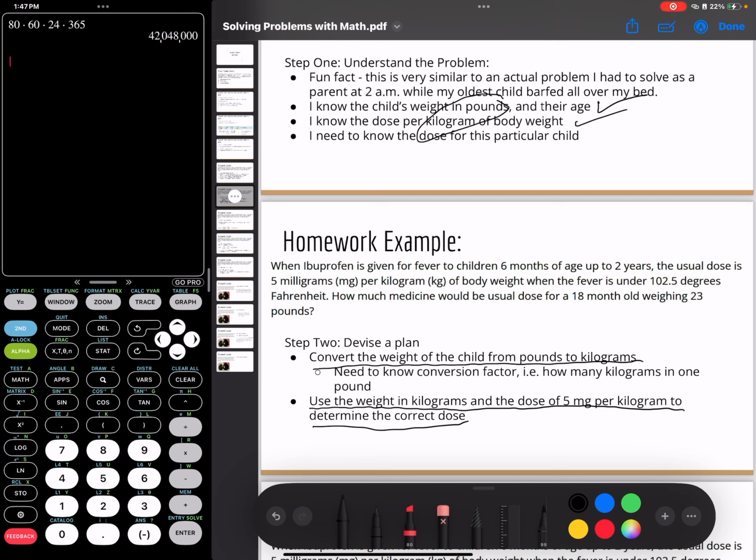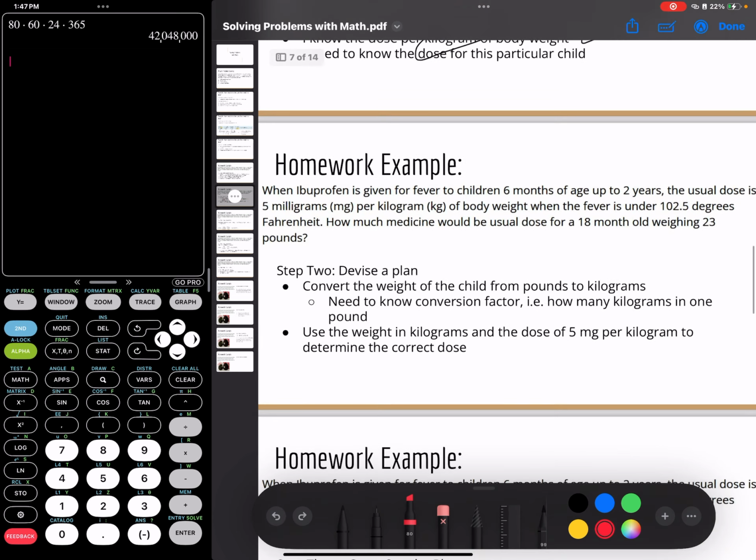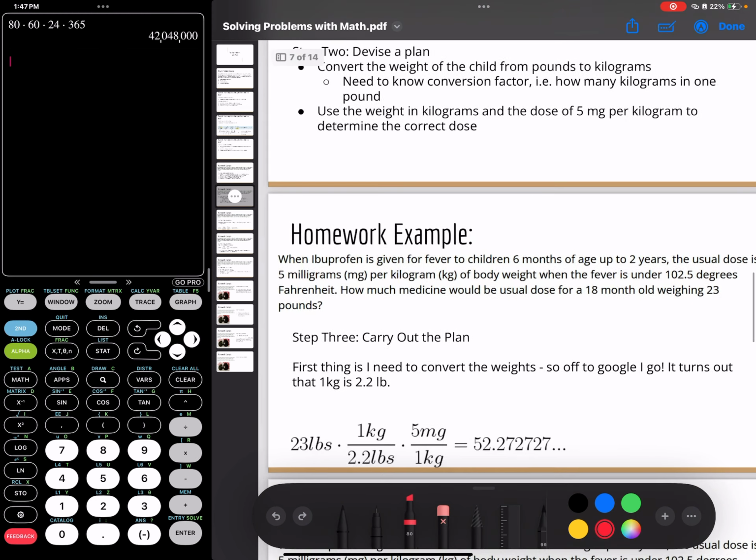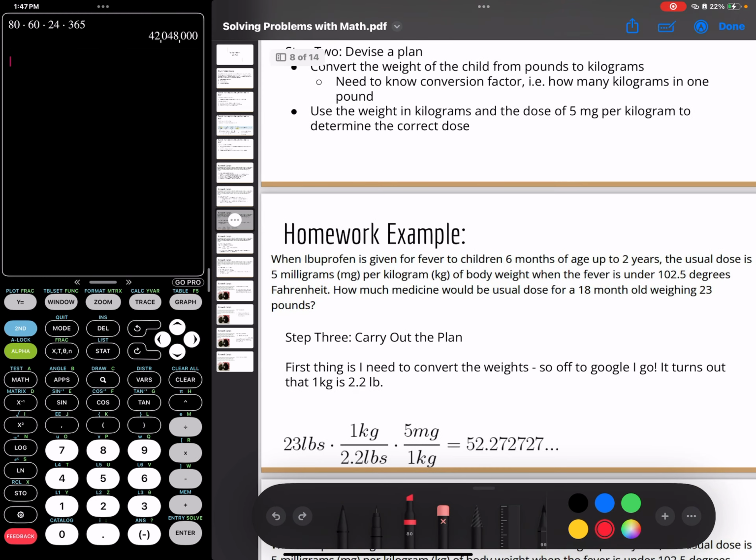So to do this plan, I'm going to need to know a few things, right? Like I'm going to need to know the conversion factor. How many kilograms are in 1 pound? That's what I'm going to need to know. So let's give it a try. The first thing I need to do is to convert the weights. And so off to Google I go.